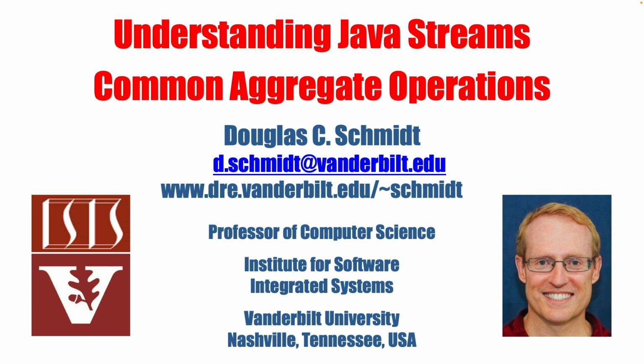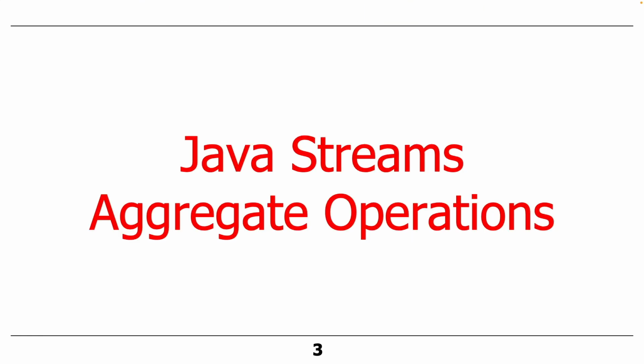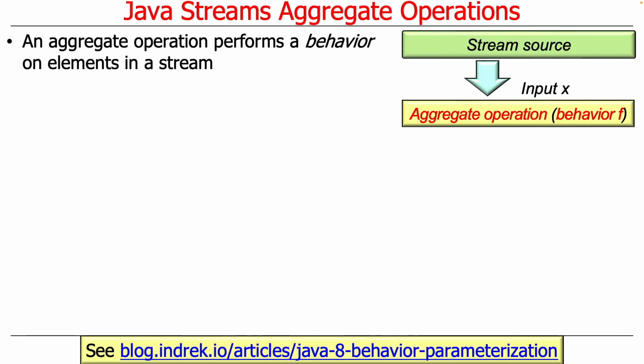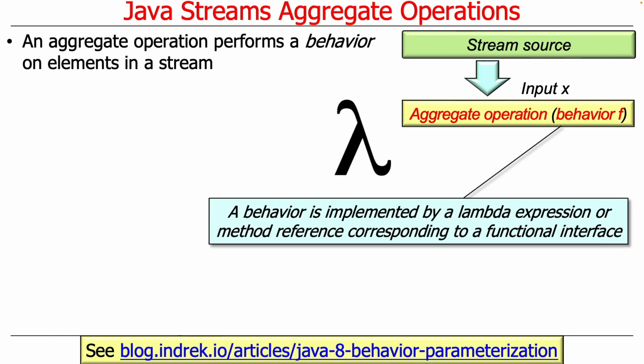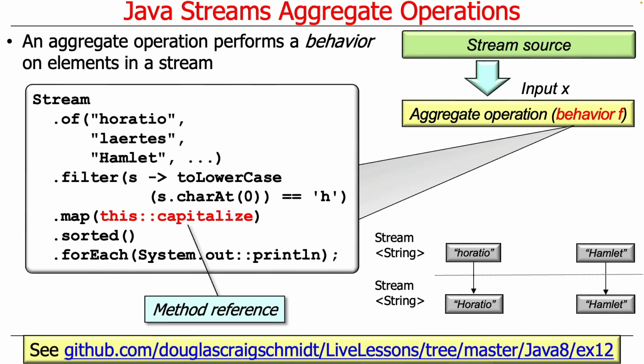So now that we talked about some of the common streams creation operations, let's talk about common aggregate operations. We'll see that there's a couple of different types of aggregate operations, but in general, an aggregate operation is used to perform some behavior on the elements in a stream. That's its purpose in life. Behaviors are typically implemented by lambda expressions or method references that correspond to some functional interface. So that's what a behavior typically is.